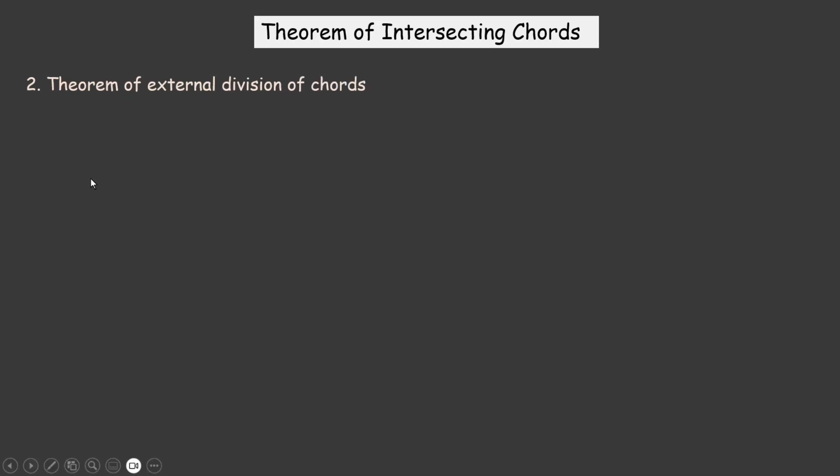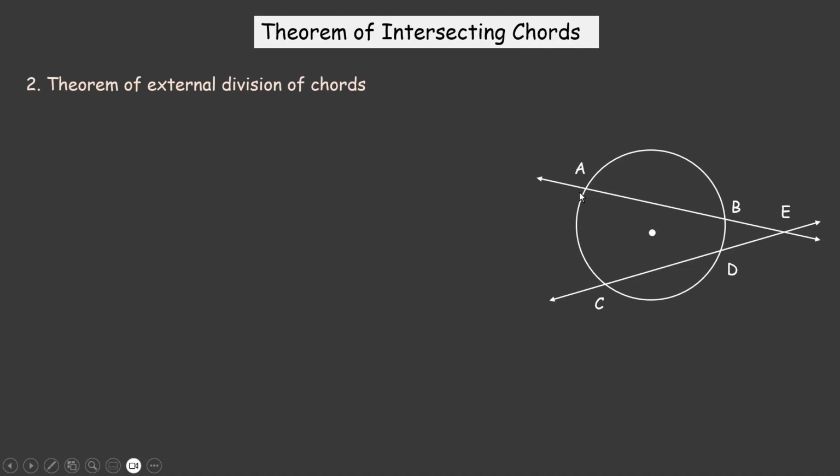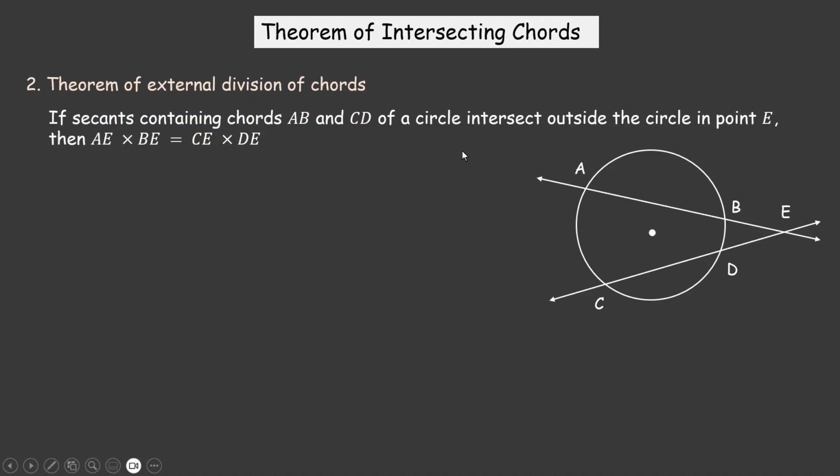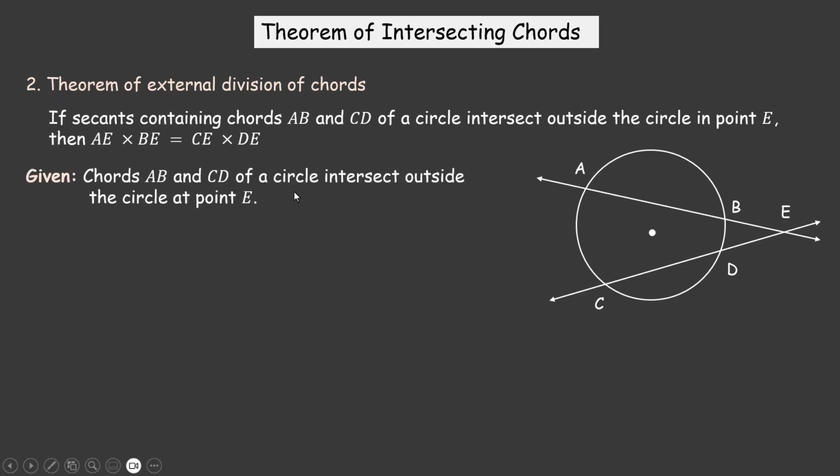Now let us look at the theorem of external division of chords. So in this circle, chords AB and CD are intersecting externally at E. If secants containing chords AB and CD of a circle intersect outside the circle in point E, then AE into BE is equal to CE into DE. So this is what we are given, that two chords are intersecting outside the circle at point E. And that's what we need to prove.